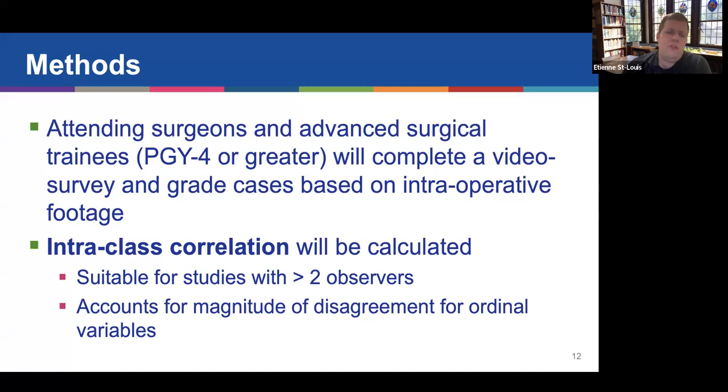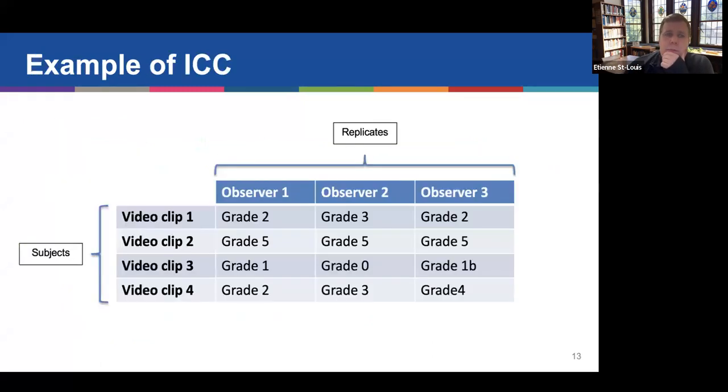And our contention is that it's obviously very different if, let's say, surgeon A interprets a video clip as being a grade 2 and surgeon B interprets that as a grade 3, versus surgeon A interpreting video as grade 2 and the other one interpreting as grade 5. And intraclass correlation accounts for the magnitude of disagreement, if there is any.